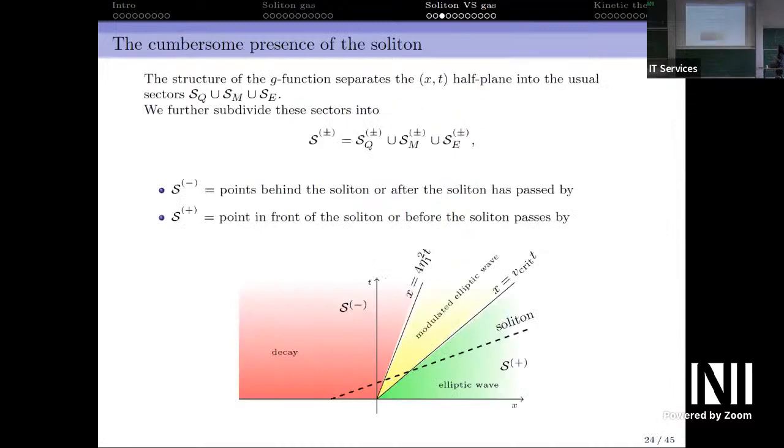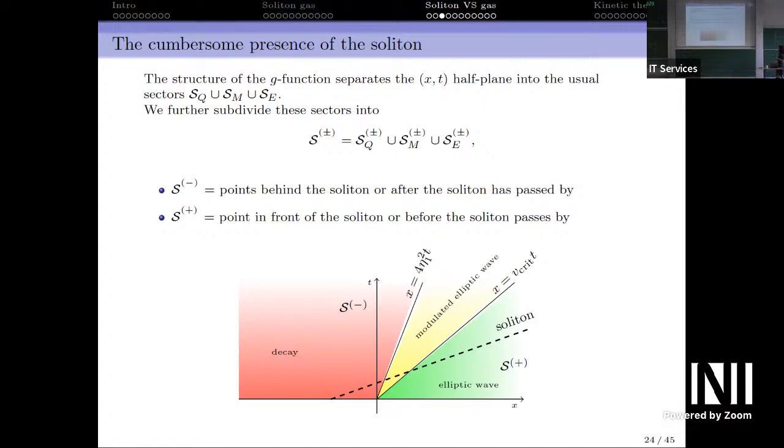So this is the new Riemann-Hilbert problem that we need to solve. We can still recycle the g function that we had for when we just had the gas. So the xt-plane still gets tripartitioned into three parts. We still have the quiescent region, the modulated elliptic wave in some region, and then the fixed elliptic wave. What happens is that when the soliton is there, things get a little more exciting, because each of these regions is furthermore divided into an S plus and an S minus region.